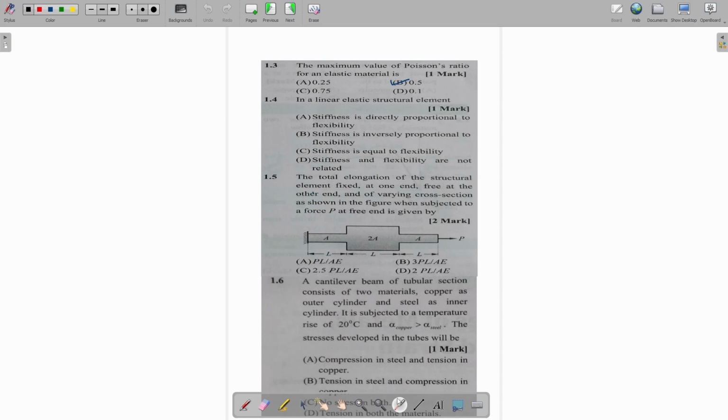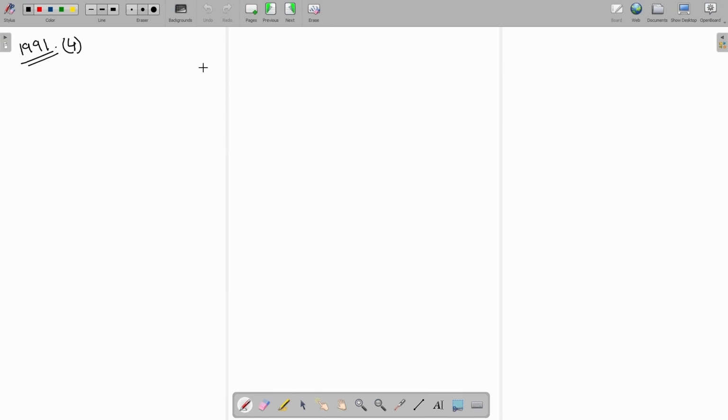Okay, now to know this, first you need to know what stiffness is and what flexibility is. Okay, let us discuss that. Now, what is stiffness? Stiffness is the resistance against deformation. So when I am writing stiffness, it is nothing but the resistance against deformation.